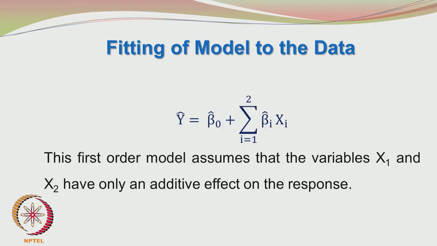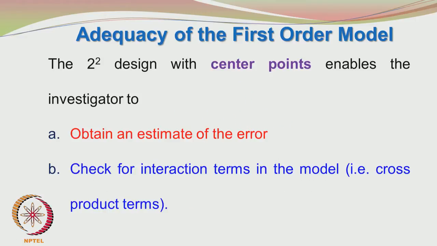So, the first order model which we get is of the form y hat is equal to beta hat naught plus sigma i is equal to 1 to 2 beta hat i x i. This first order model assumes that the variables x1 and x2 have only an additive effect on the response. So, the first order model has center points, it can estimate the pure error. The first order model involving 4 factorial points will not only enable you to find the main effects, but also to find the interaction.